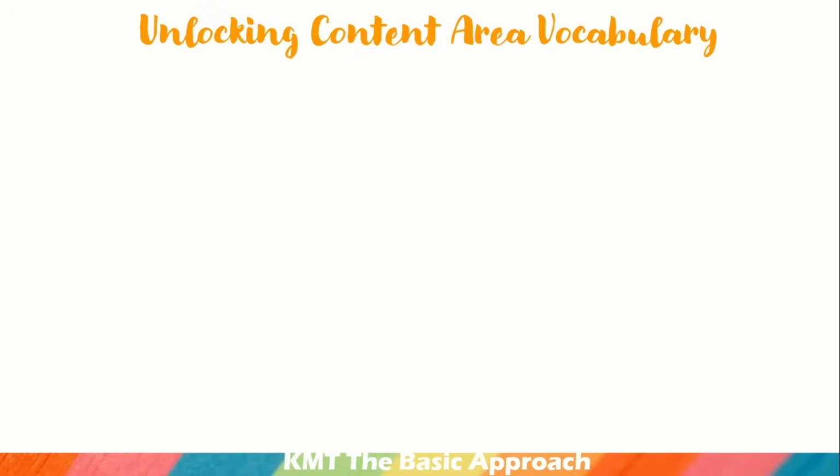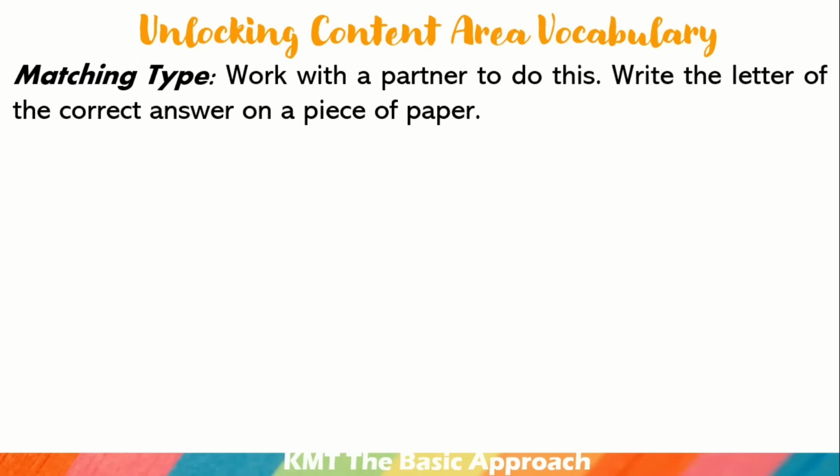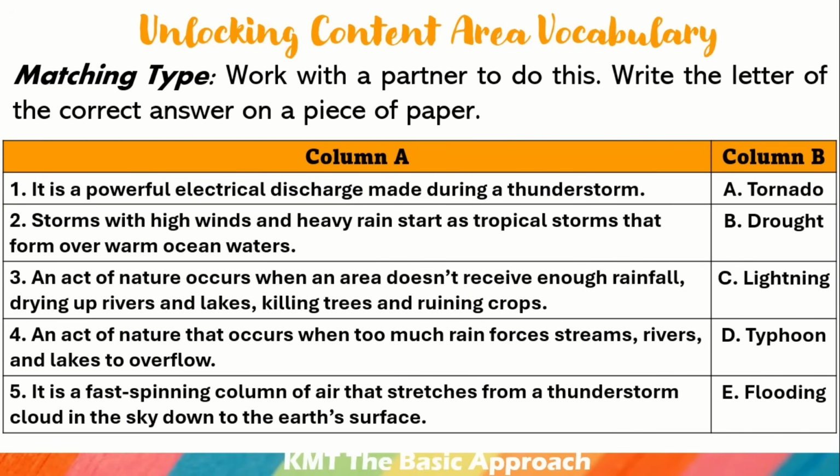Unlocking content area vocabulary. Matching type. Work with a partner to do this. Write the letter of the correct answer on a piece of paper. Match column A with column B. Number 1. It is a powerful electrical discharge made during a thunderstorm. A. Tornado. B. Drought. C. Lightning. D. Typhoon. E. Flooding. What is the correct answer? Great! The correct answer is letter C. Lightning.